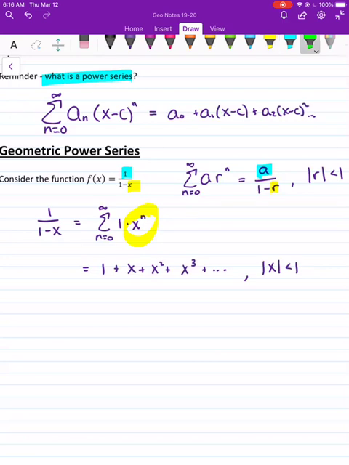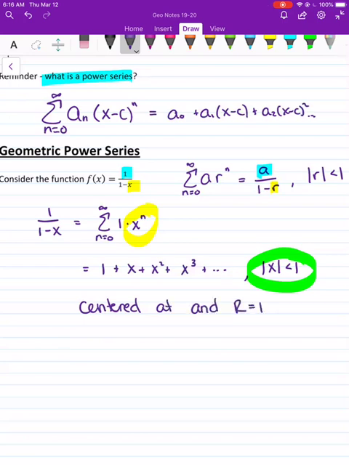And I can also see that my radius of convergence is 1. So putting this together, we say this is centered at 0, and the radius of convergence is 1, so my interval of convergence is going to be from -1 to 1, and I do not include -1 and 1 simply because I know for geometric series that my inequality is strictly less than, so it does not include the bounds.